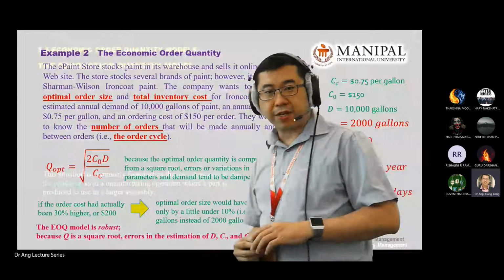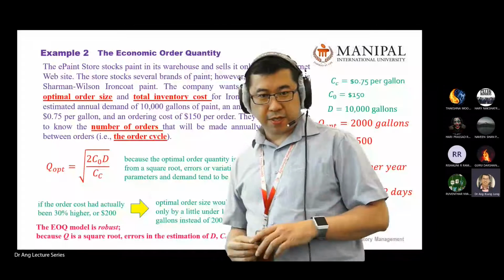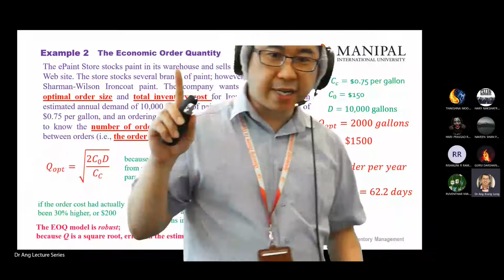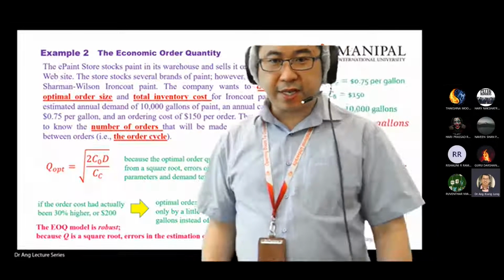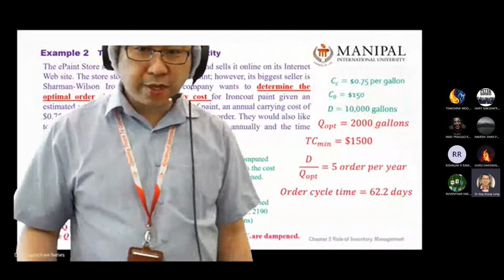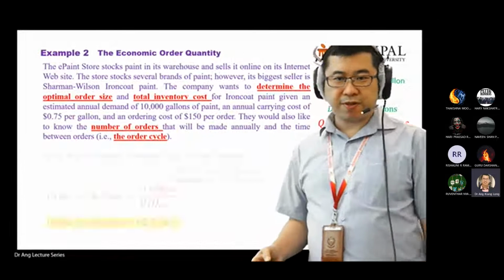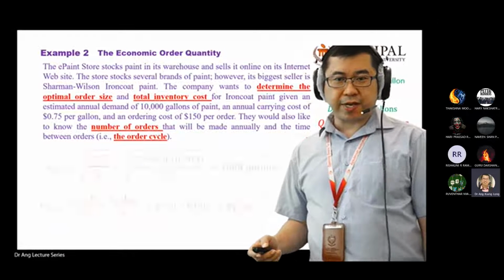Okay, I think we stop here. Next class we do the production quantity model. Today we did the basics. We have already done the basic quantity models. There are three equations, maybe 4. Okay, three equations just to recap.